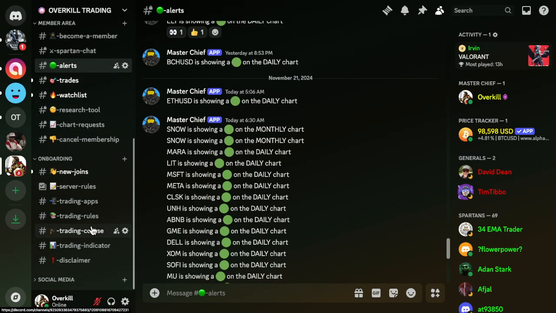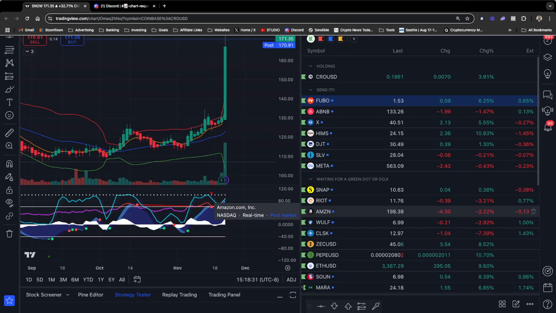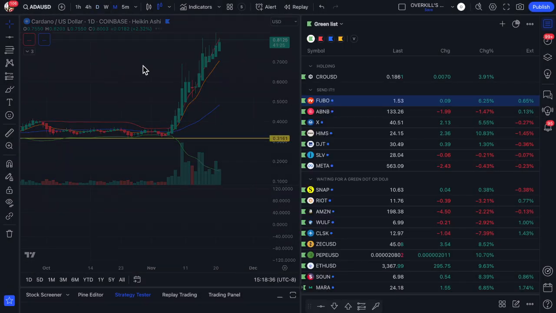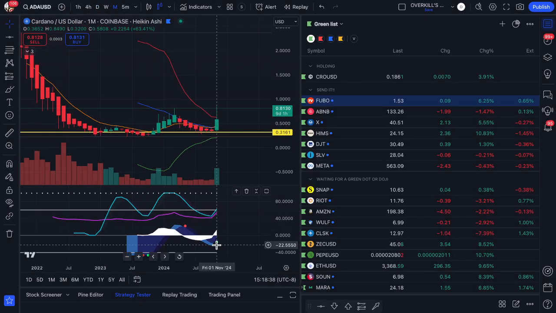Back to the request. Doge, again, 35 cents is going to be a big, big level on Doge there. Cardano, that's going to be ADA. ADA Cardano. Again, green on the monthly. We got the green dot on the first of the month this month.